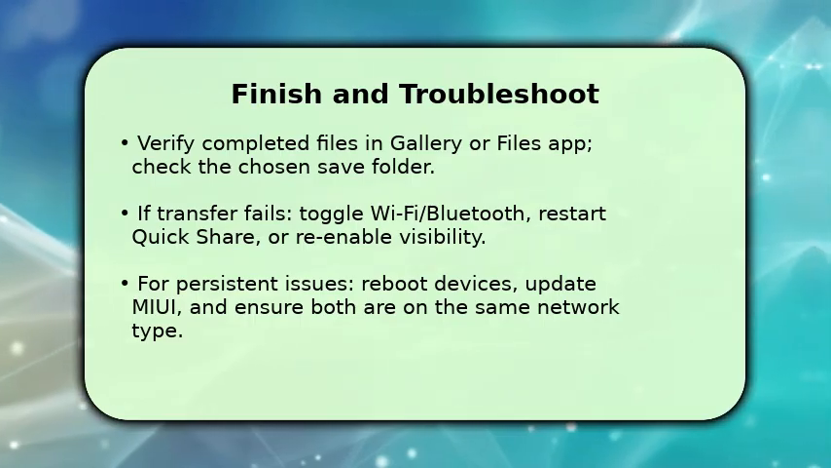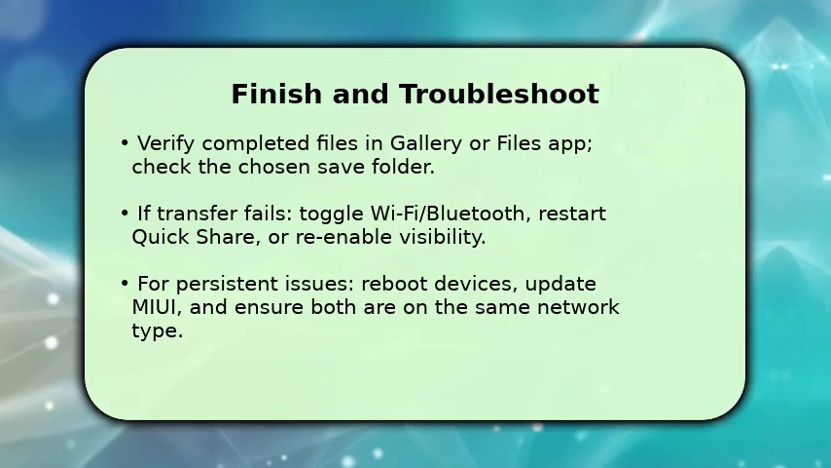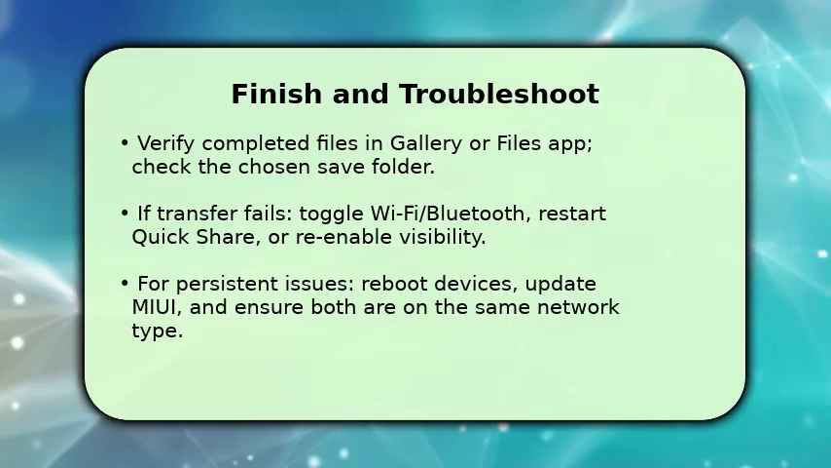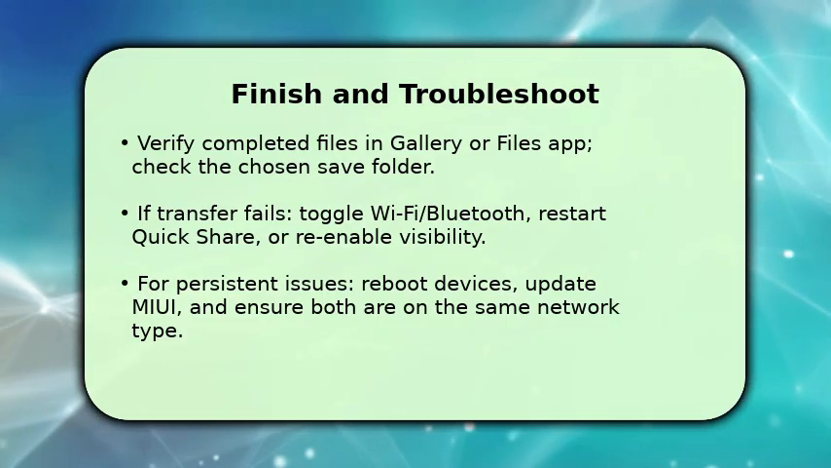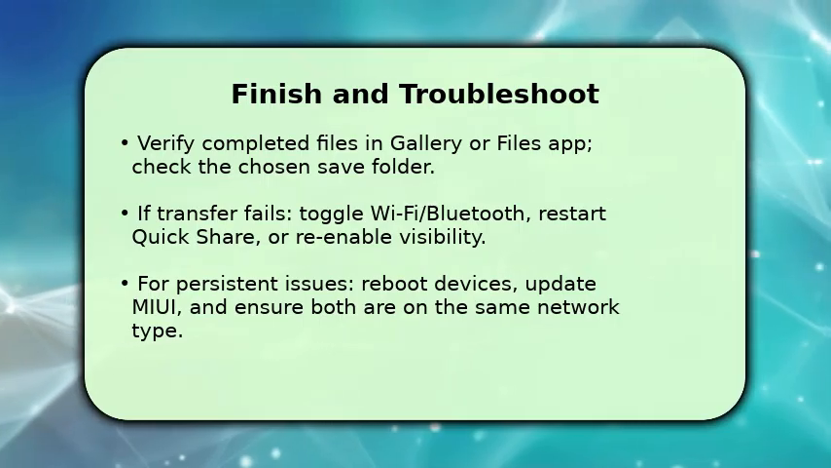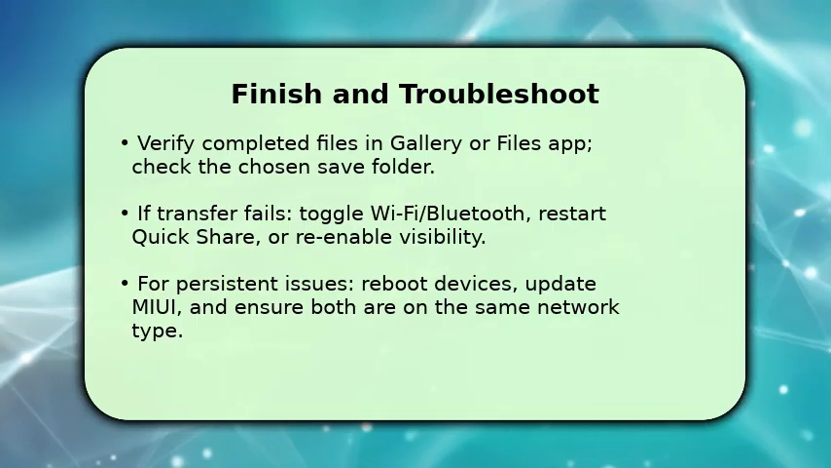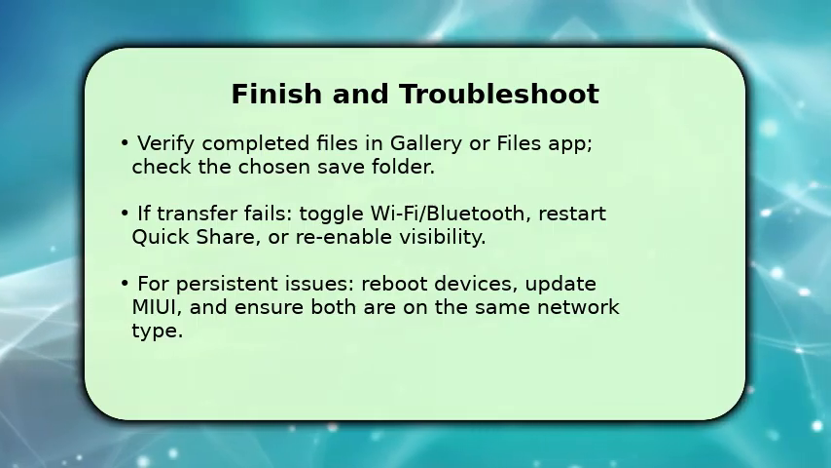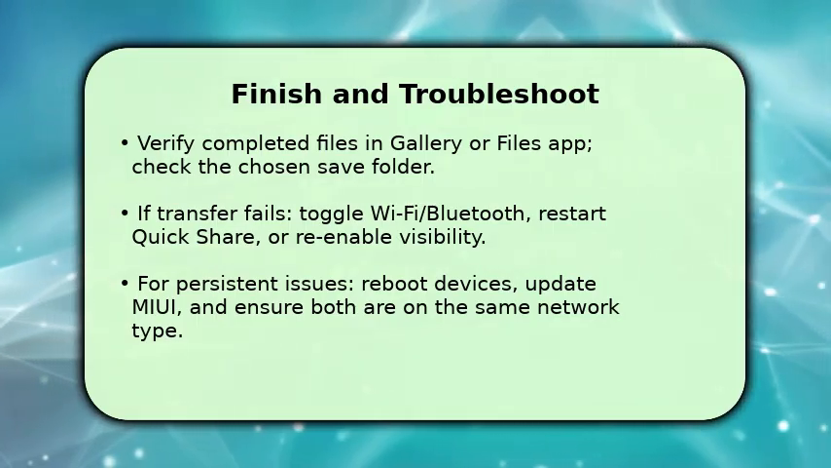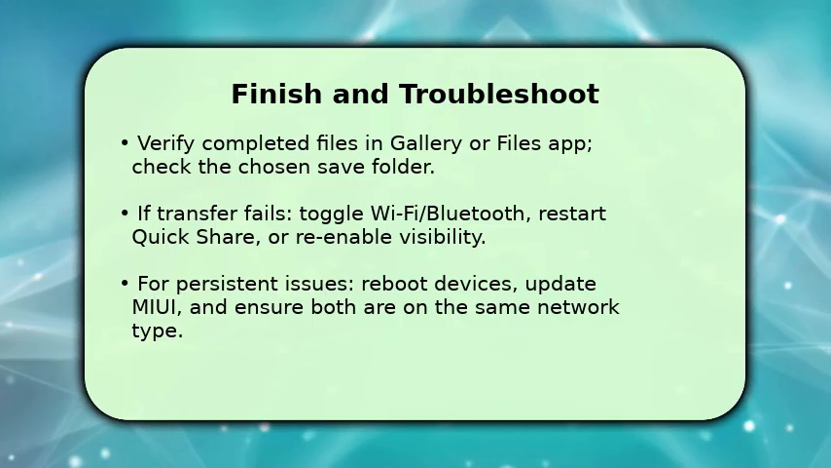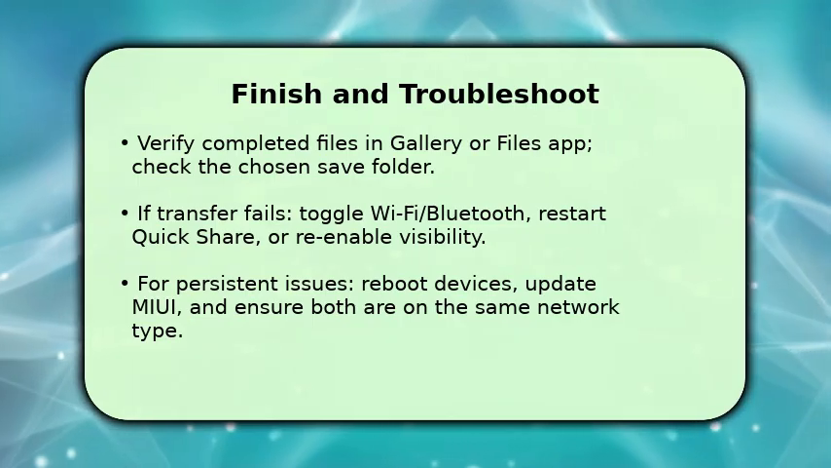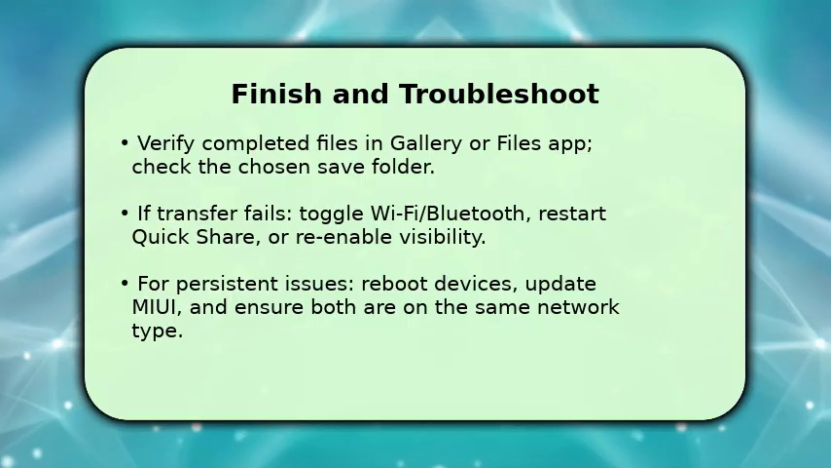If something fails, first toggle Wi-Fi and Bluetooth and retry Quick Share. Sometimes re-enabling visibility or reselecting the recipient fixes discovery. For recurring problems, reboot both devices and check for MIUI updates. Outdated system components can break the handoff. Make sure both phones aren't in power saver modes, and keep them within a few meters for stable transfer performance.